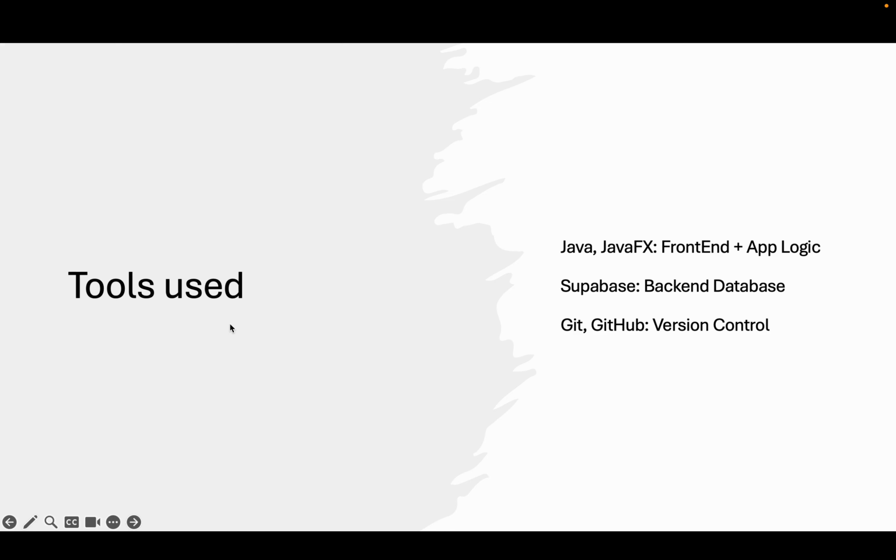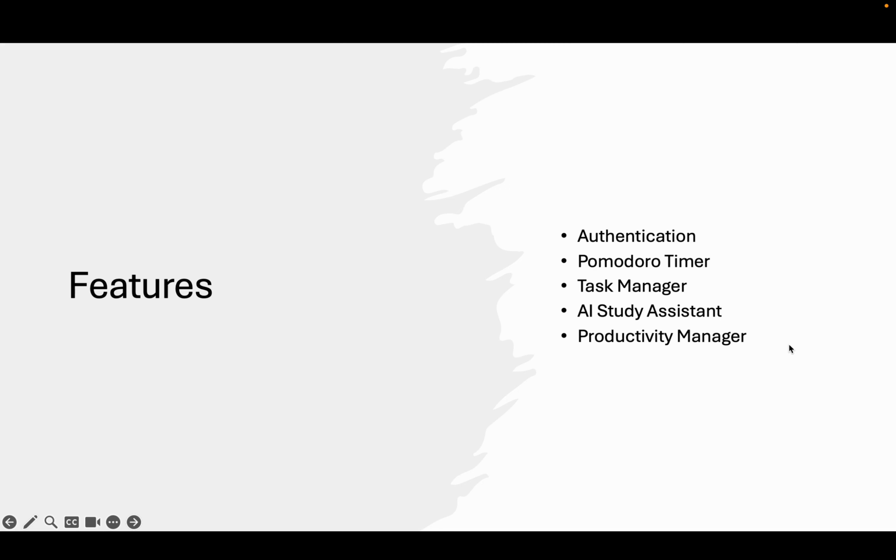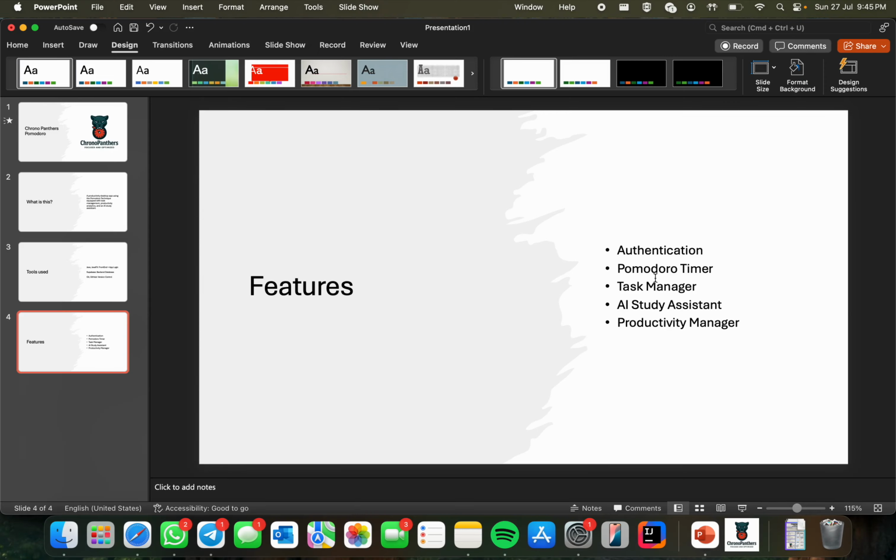So the tools used to build this app are Java and JavaFX, which is used for the front end and the app logic, Supabase for back end database, Git and GitHub for version control. The main features of our app are the authentication, Pomodoro timer, task manager, AI study assistant, and productivity manager. Now I'll go through how to use the app.